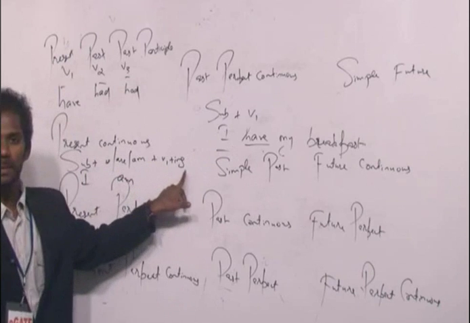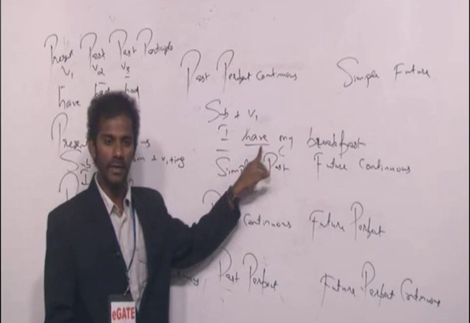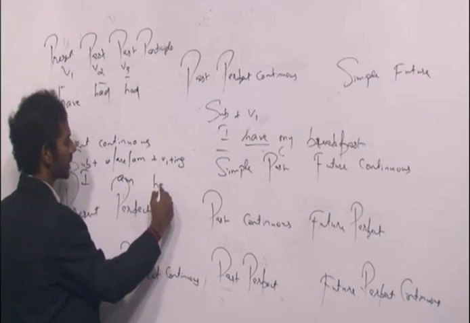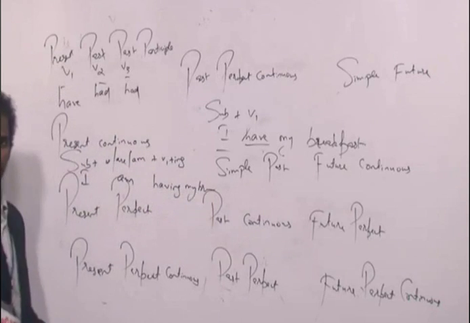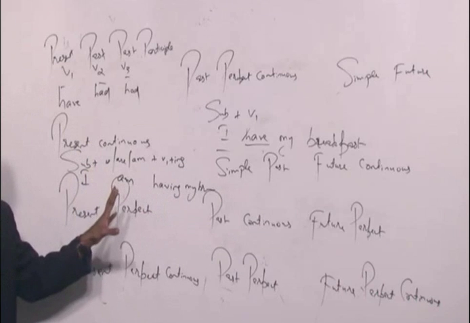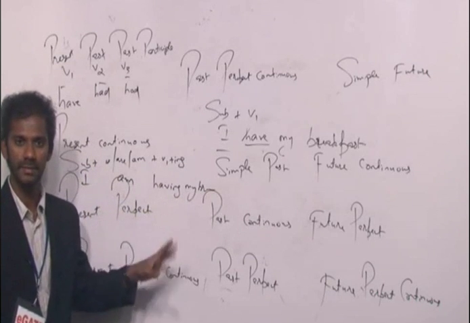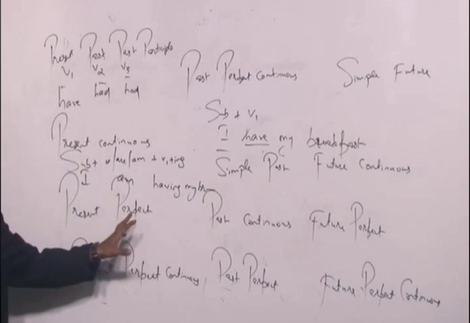Plus V1 plus ing. What is the verb here? Have. What is ing of have? Having. So subject is I am, V1 plus ing is having. I am having my breakfast. So this sentence in present continuous tense becomes I am having my breakfast. Clear?